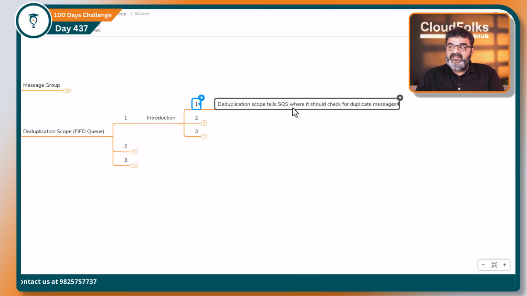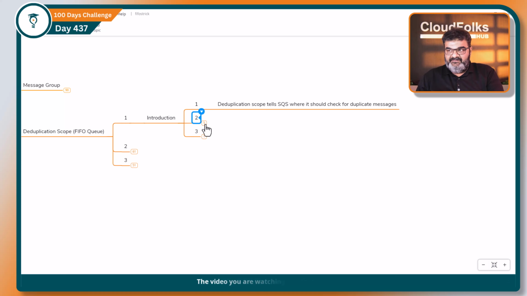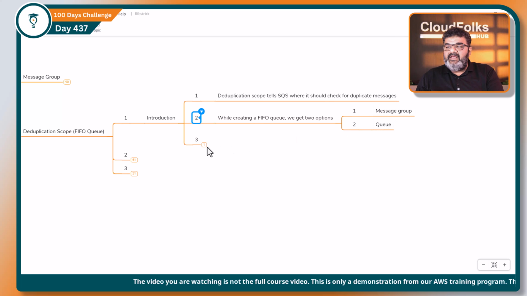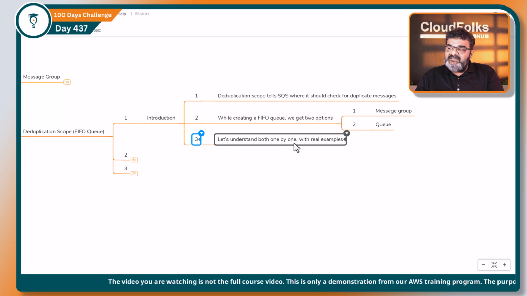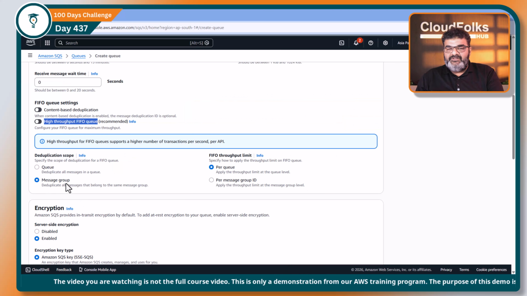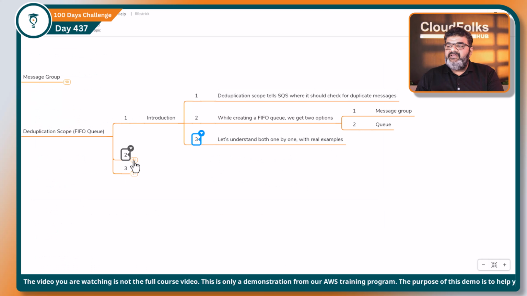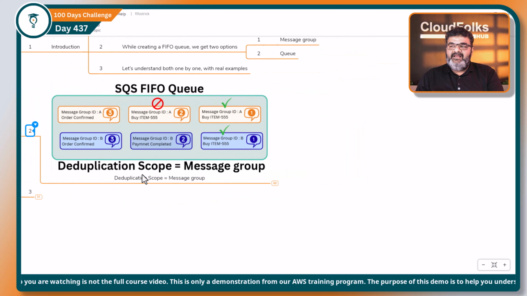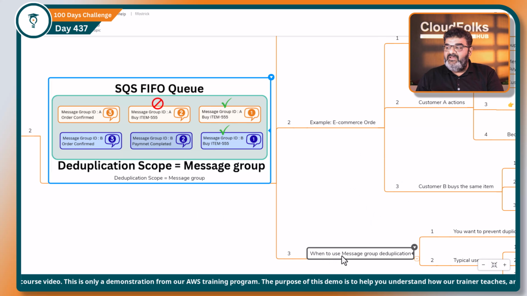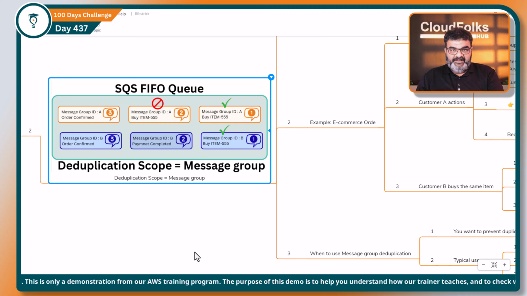Deduplication scope tells SQS where it should check for duplicate messages. While creating a FIFO queue, we get two options, message group and queue. Let's understand both one by one with a real example. I'm going to start with message group first. Okay, so here I have a direct picture and the explanation is over here, but I'm not going to read this. Okay, I will read only this. When to use message group deduplication, right?